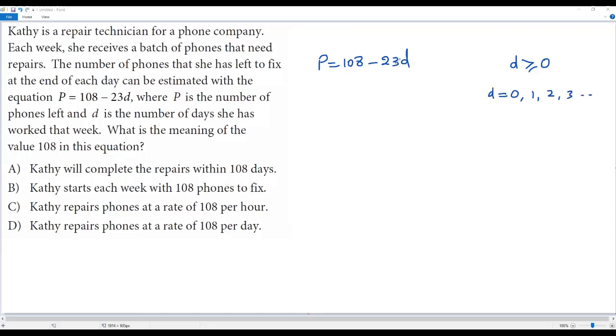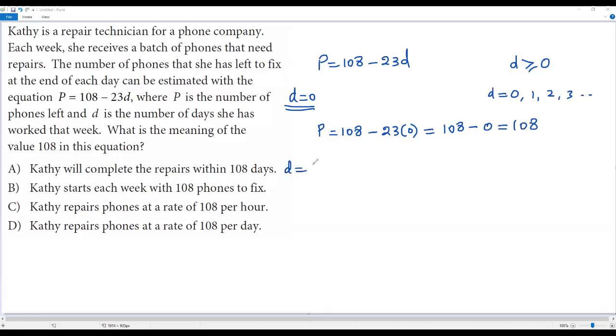Okay, so to interpret the value 108, I'm going to plug these values for D into the given equation. First let me plug in D equal to 0. Then I get P = 108 - 23 times 0. 0 times anything will be 0, and 108 minus 0 is 108.